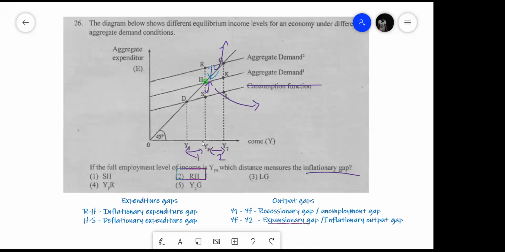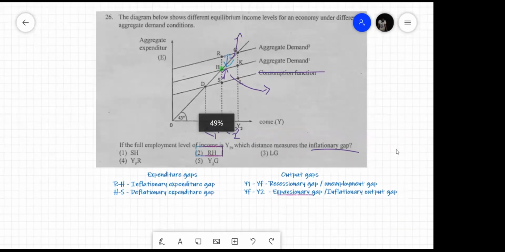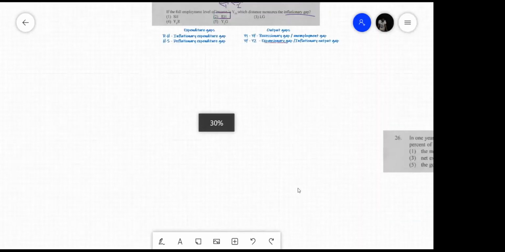Again, also remember, guys, for a question like this, from the answers itself, you can check and eliminate the answers. Now, inflation output, they're saying SH. SH is not inflation. They're saying RH, looks like it. LG, now L and G, there is no real gap like that. YF and R, no real gap like that also. Y2 and G. So you can basically think it through yourself. You can use your common sense a little and answer these questions. So when you get a paper, please look into those. Yeah, that's ideally it in that paper.